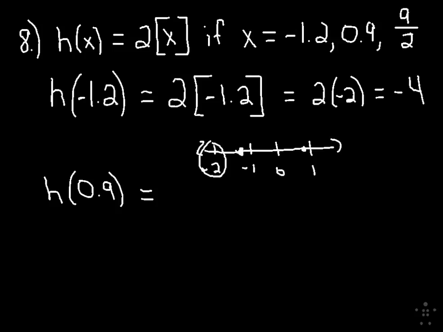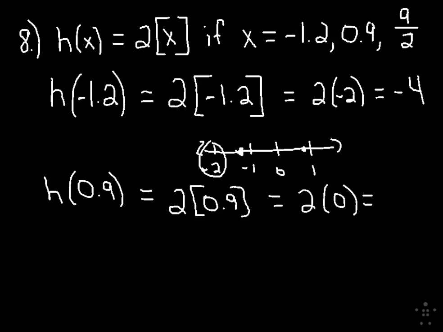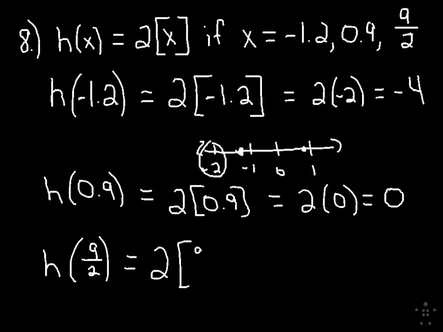So the greatest integer not bigger than that point is actually 0. So this is just 2 times 0, which is simply 0. And then when we plug in the fraction 9 over 2, so 2 times the greatest integer of 9 halves. 9 halves is the same thing as 4 and 1 half. So not going past that point would just be 4. So 2 times 4, which is 8.